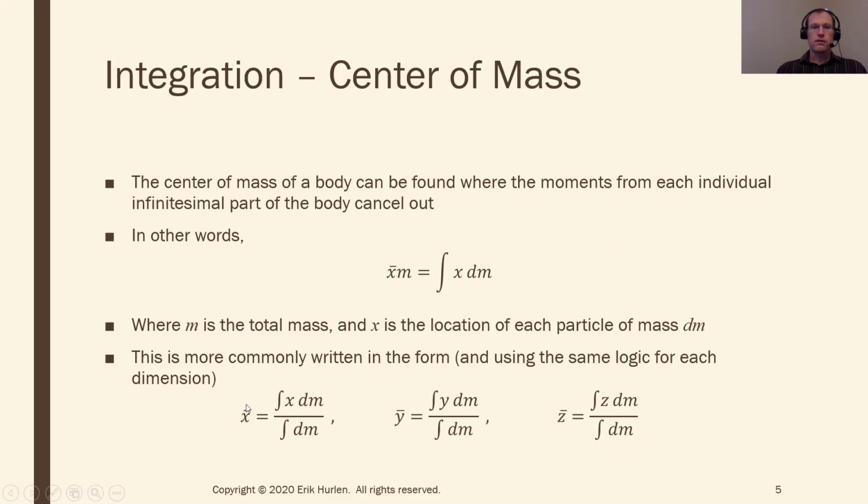And so to find my x coordinate of the centroid, just integrate x times dm over my entire object, divide that by the total mass. That gives me the x coordinate. Similarly for the y coordinate, y times dm integrated, and similarly for the z coordinate. So those are the three coordinates, x, y, and z, of my center of mass or center of gravity.